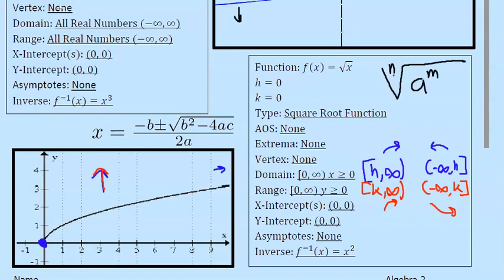Let's also talk about parts of a radical expression. So this n right here is the index. If there's nothing there, you assume it's a 2. Like the square root, n would be 2. A is this whole thing right here, the radicand. We have a base of a, and then our power is m.